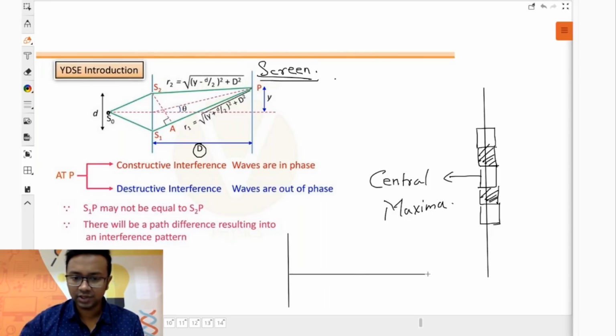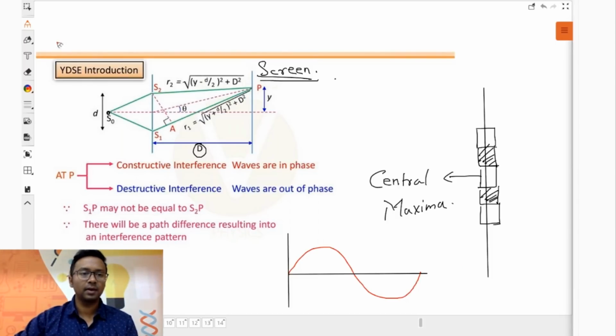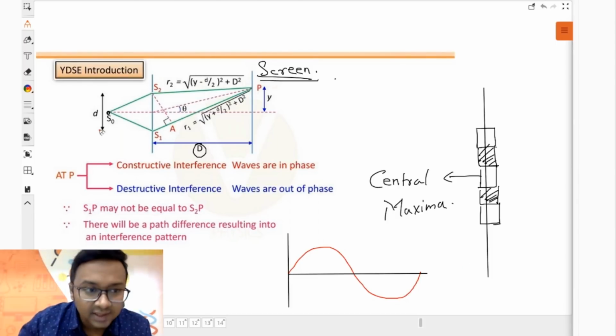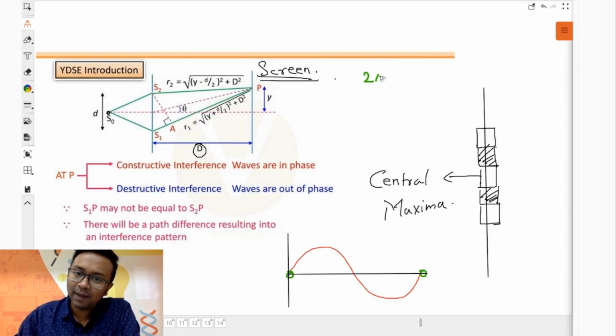Got a wave out here. And here the wave goes this way. Okay. Now, between this point out here and this point out here, what is the phase difference? The phase difference is that of 2 pi.